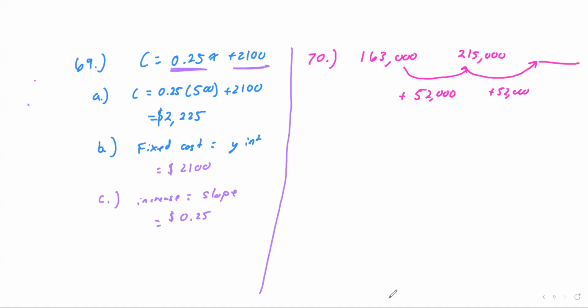So all I'm going to do now is take that 215,000 plus the 52,000, and I get $267,000. That would be my prediction. Right? So when it tells you it's linear, that means it's being added or subtracted by the exact same value over and over again. All right, so that will pretty much wrap up 3.4.